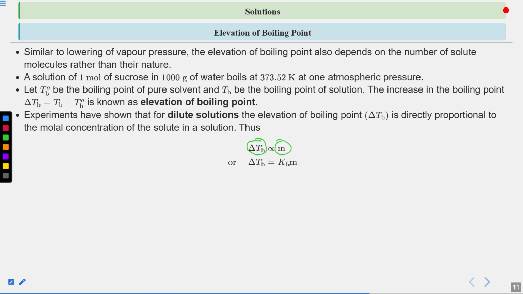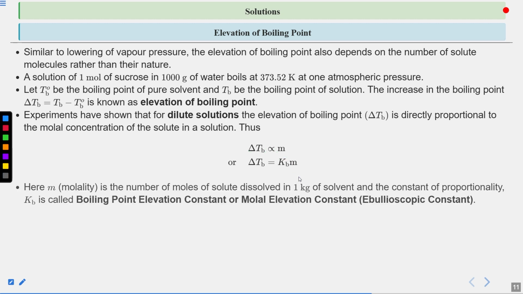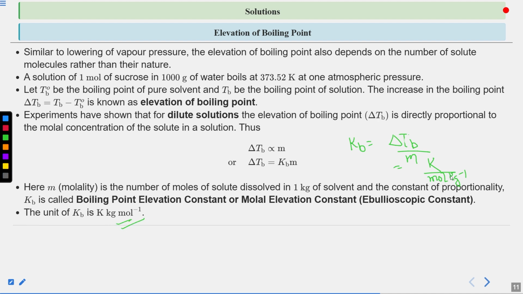Removing this proportionality sign will introduce a proportionality constant, which is Kb. This Kb is called the boiling point elevation constant or molal elevation constant or ebullioscopic constant. And what will its unit be? Just try and derive this unit. It will be the derived unit delta Tb upon m. Tb has a unit of temperature, Kelvin, divided by mole per kg. So this can be written as Kelvin kg per mole.